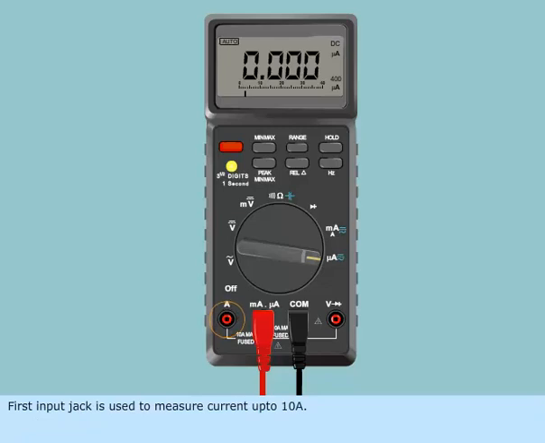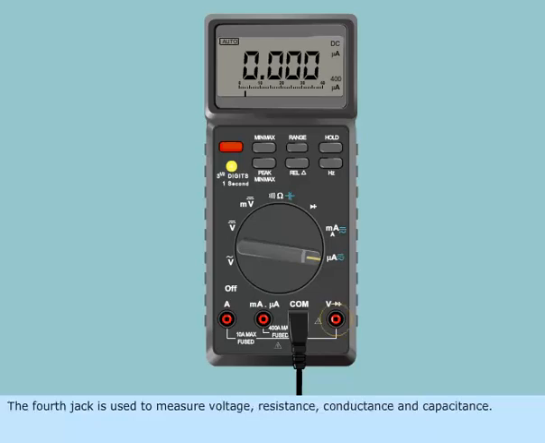First input jack is used to measure current up to 10 amps. Second input jack is used to measure current in milliamps or microamps. The fourth jack is used to measure voltage, resistance, conductance, and capacitance. It is also used to check diode.